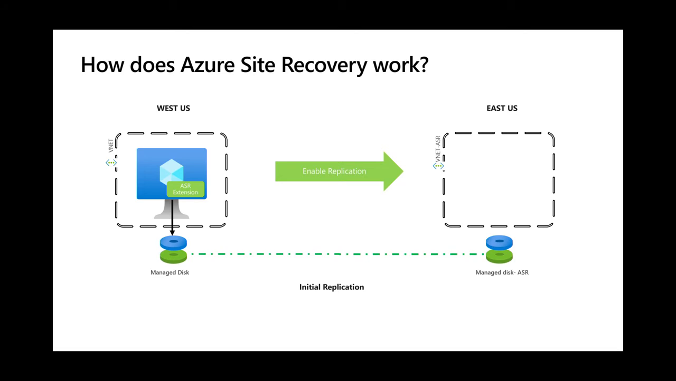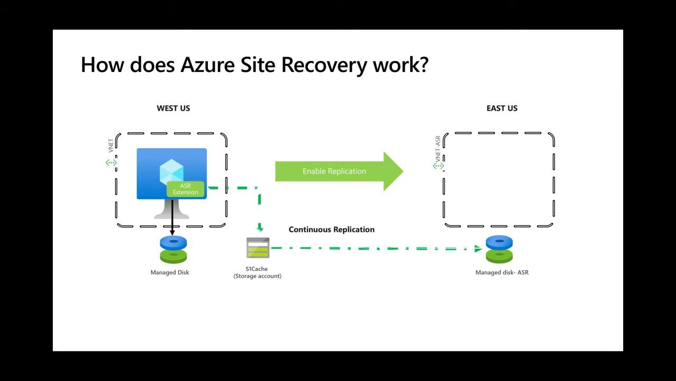And once the initial replication is complete, the ASR extension component that sits inside the VM keeps tracking any changes that are happening on the disks and transfers them to the cache storage account in the source region. From the cache storage account, the multi-tenant ASR PaaS service works behind the scenes to transfer the data to the target region and create recovery points that will be later used in the failover process. So this ASR extension component, which sits inside the VM, has a filter driver component that tracks all the changes at the disk filter layer.